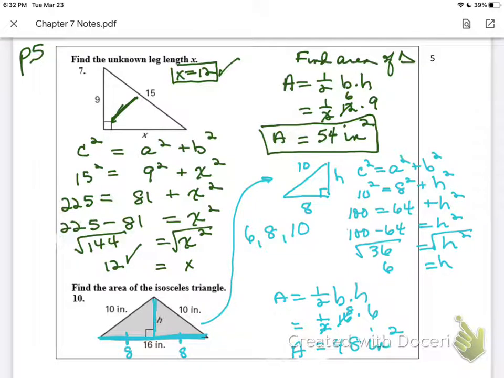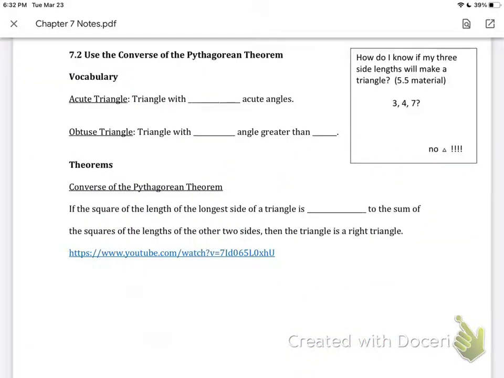Okay, so that was just some review stuff. Let's now get into the notes on the next page. We'll go into the 7.2 notes. Okay, so here they are. Starting 7.2, it's using the converse of the Pythagorean theorem.